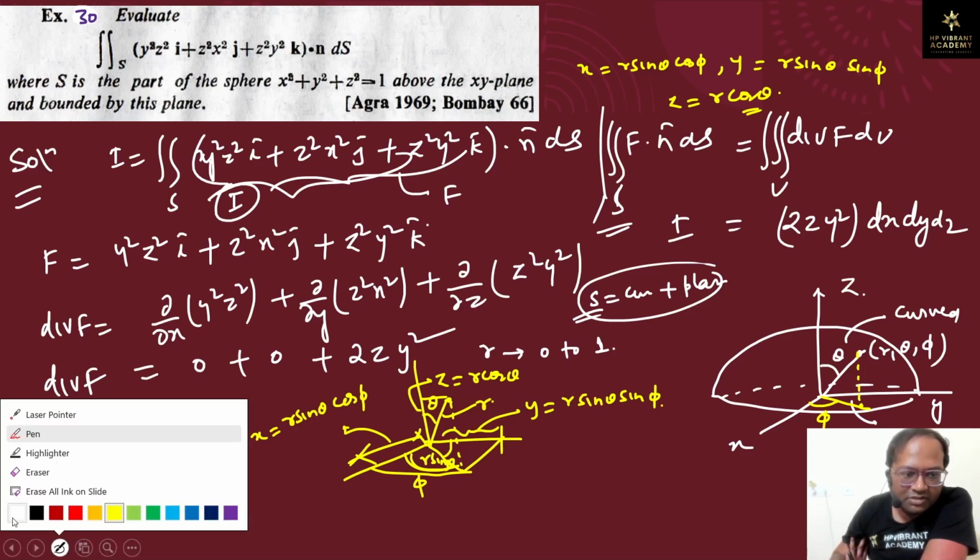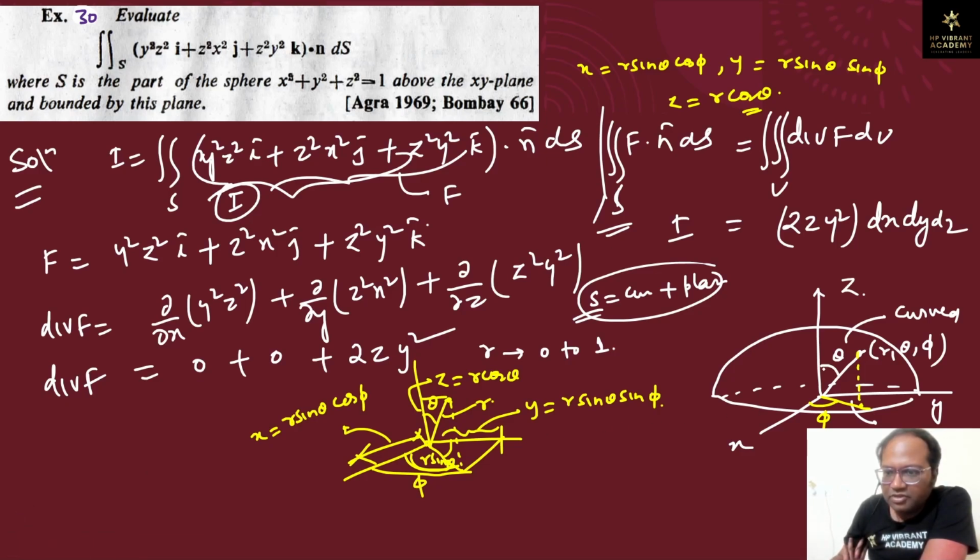So we have the limits as, the limit on theta will be, theta varies from 0 to pi by 2, because this surface is lying above the xy plane. So theta will vary from 0 to pi by 2 only. So theta varies from 0 to pi by 2.